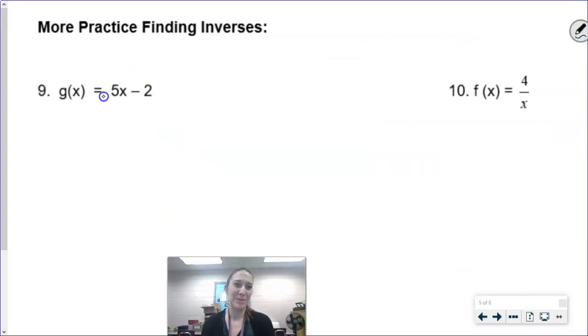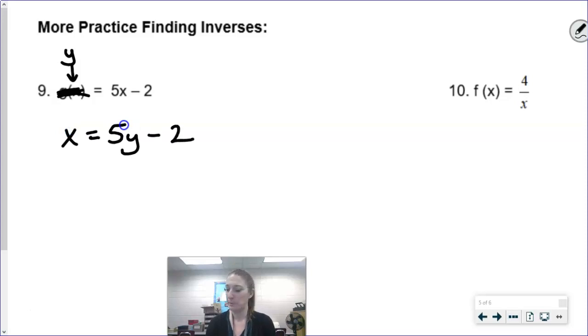All right, so a couple more examples of finding the inverse. These are just written in function notation. It doesn't get any different, other than you need to remember that g of x is secret talk for y. So 3 steps, remember: switch the x and y, solve for y, and then rename it. So our first step is to switch the x and y around. So instead of y equals, we'll write x equals 5y minus 2.